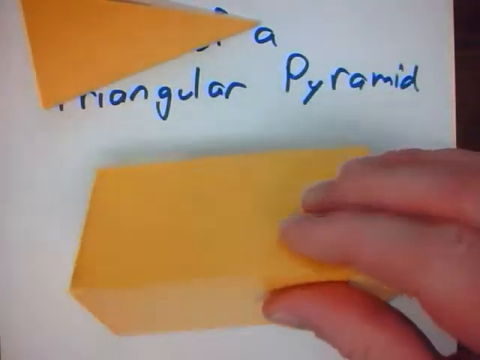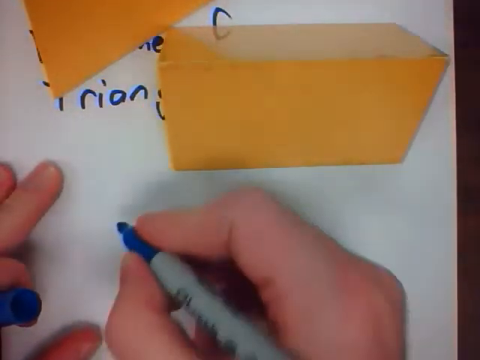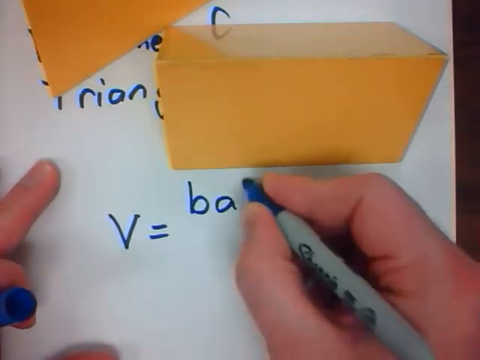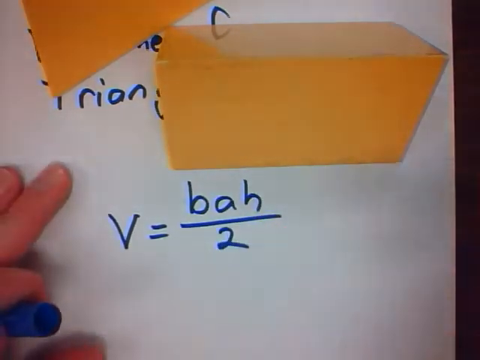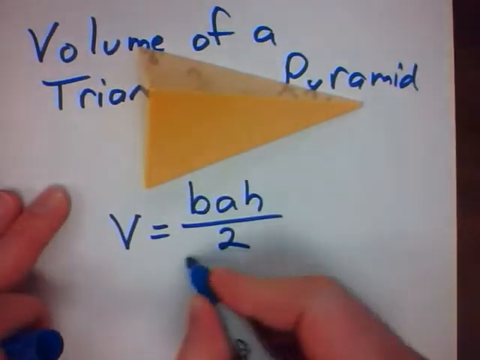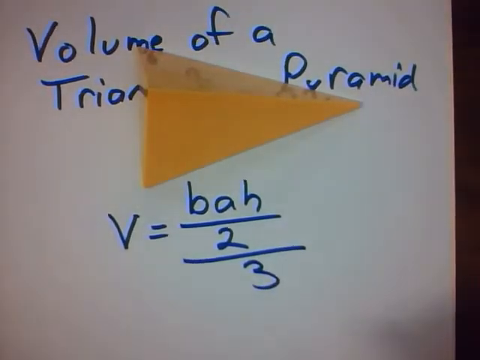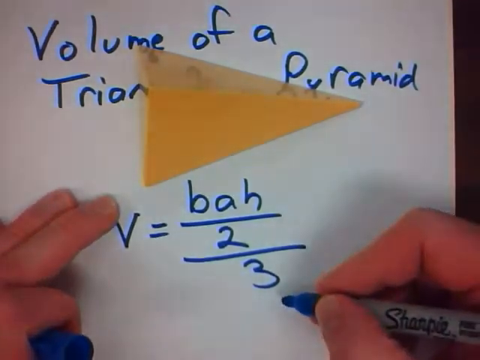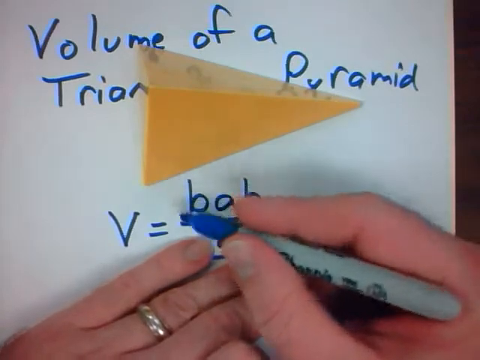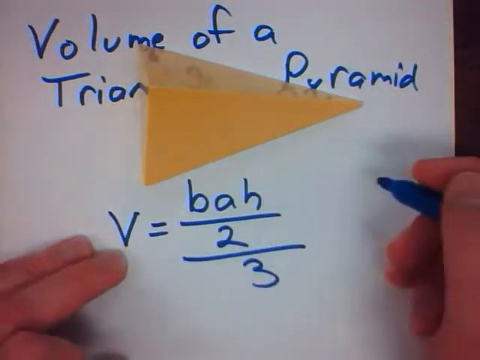So, first, we start with the formula from this. Volume equals base, altitude, height, divided by 2. That's the formula for this. And now, divide it by 3. There are many ways to write this kind of formula, especially because this formula has so many variations, and I'm not going to show them all.